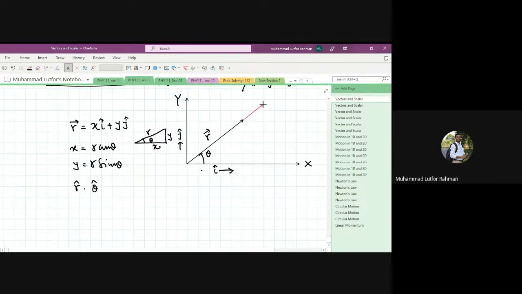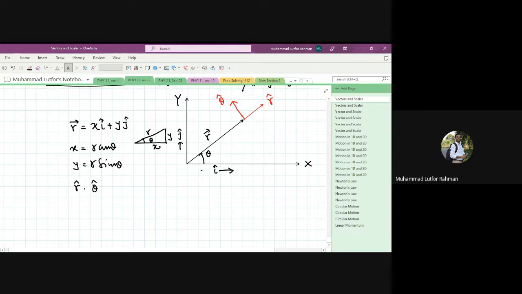R hat would be toward that direction because r is increasing toward that direction, right? So that's why I will say that r hat would be towards that direction. It is the increasing direction of r. In the same way, I can say theta hat would be towards that direction because theta is increasing in the counterclockwise direction.